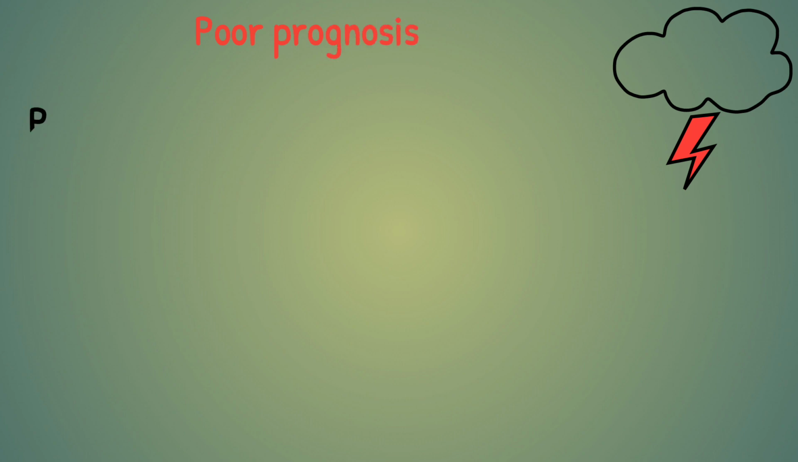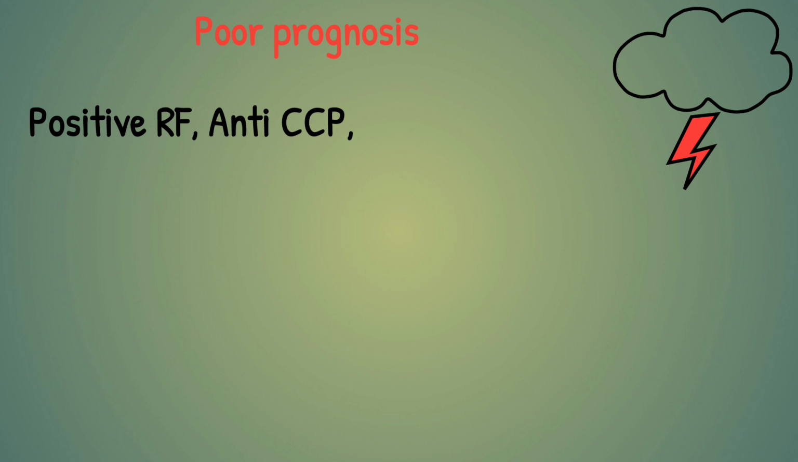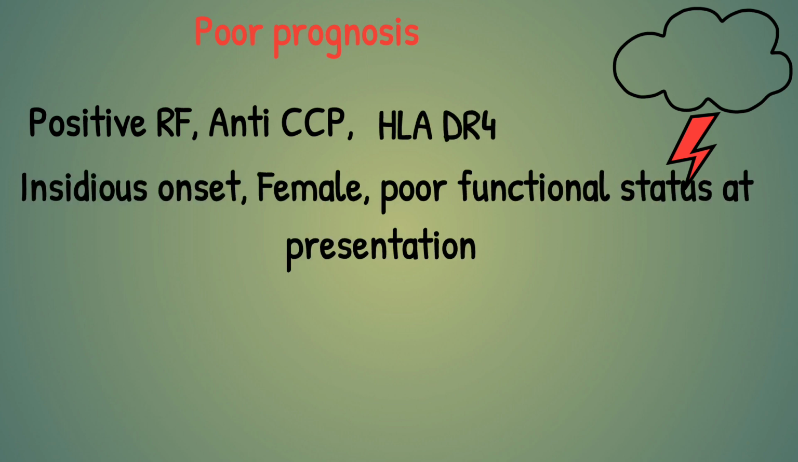Now, poor prognosis. So there are factors. First is the blood test. So these are positive RA factor, anti-CCP, and HLA-DR4. These are blood tests which carry poor prognosis.